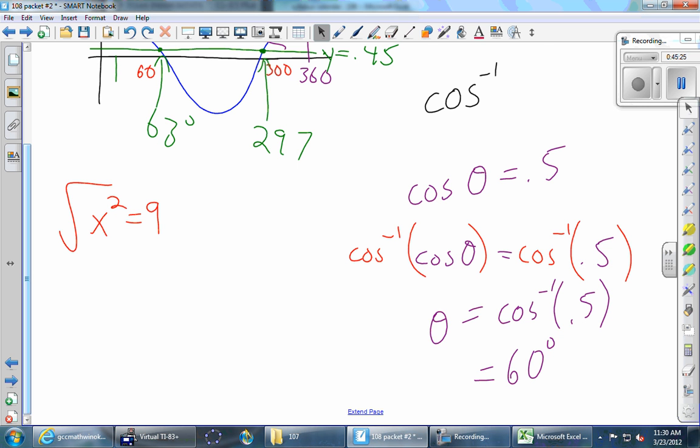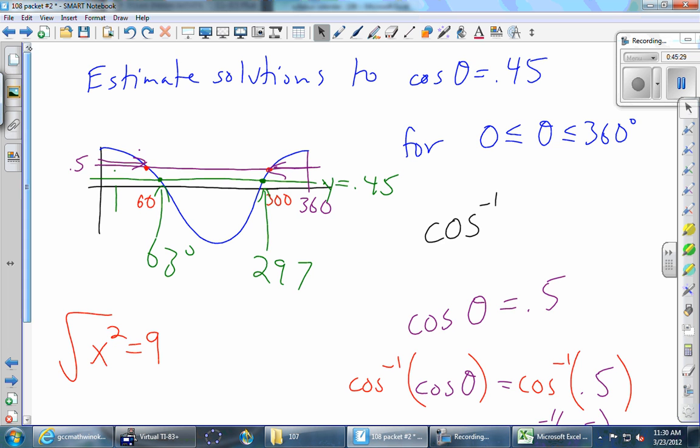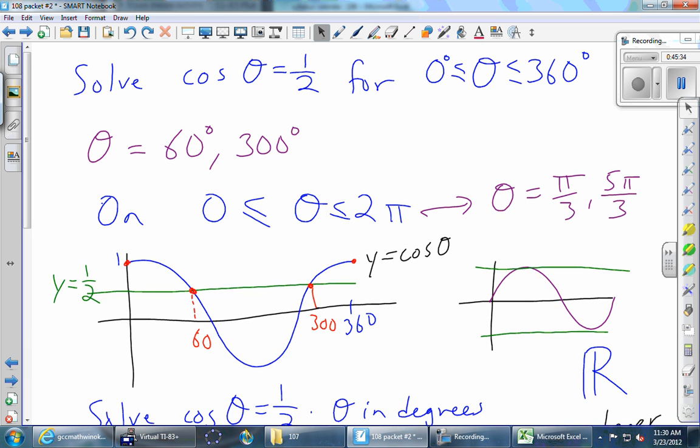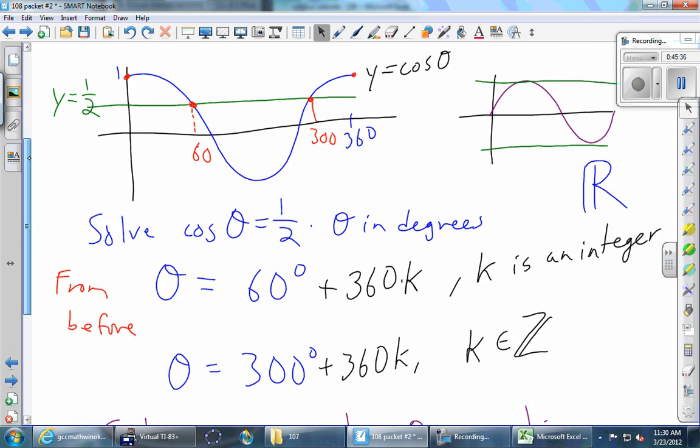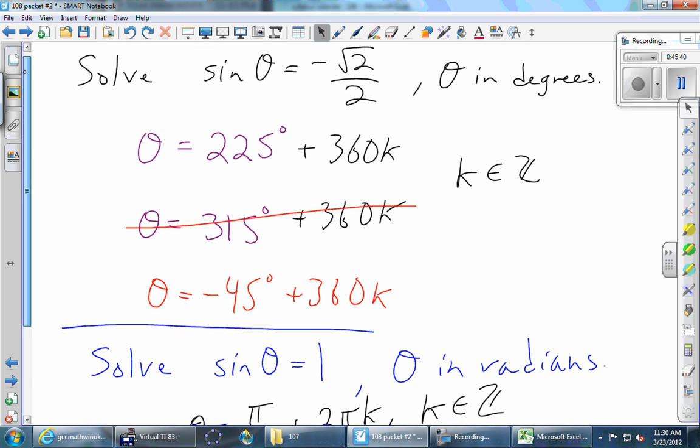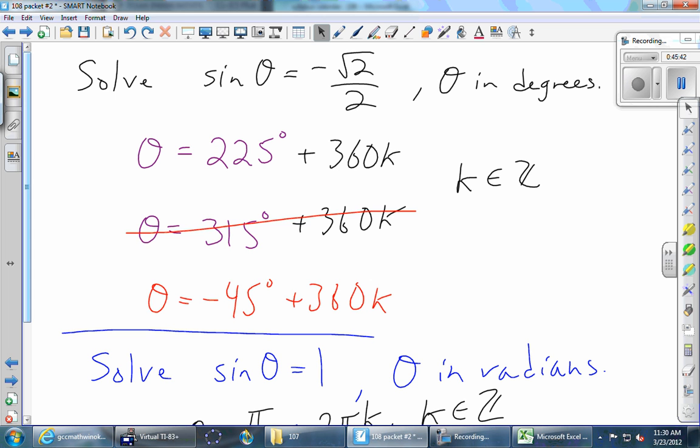All right, suppose that we just take a step back to some of the other nice ones before we get to the ugly one, the 0.45. Where was our second nice one? Can we do this one? Can you guys write that equation right there? Sine of theta is negative radical 2 over 2.